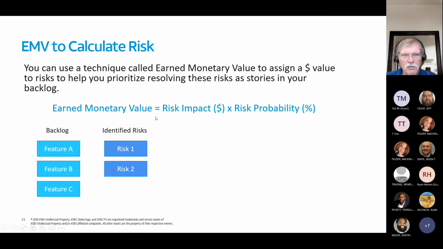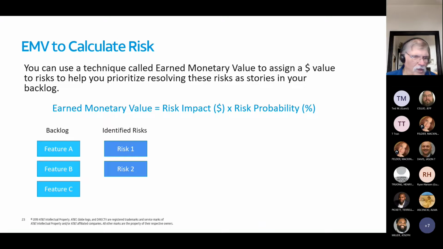So that EMV is simply the risk impact in dollars. How much are you going to lose? What kind of market opportunity are you going to lose if that risk occurs? And then the probability that it's going to occur, from 0 to 100%. And what you want to be able to do then is to mitigate those risks one way or another.